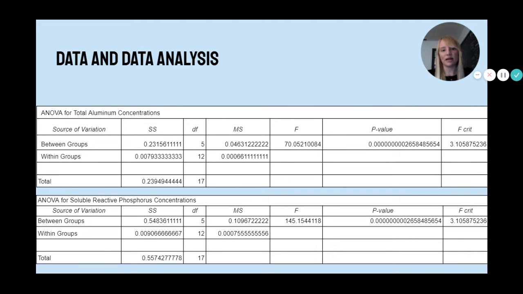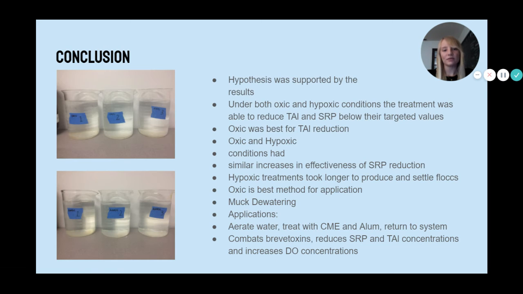Statistics run on the TAL and SRP concentrations both showed extremely low p-values of about 2.658 times 10 to the negative 10th, which indicates that the results received have a high probability of being replicable and the data was statistically significant. The results showed that the hypothesis was supported by the data. Under both oxic and hypoxic conditions, the treatment was able to reduce TAL and SRP below their target values.